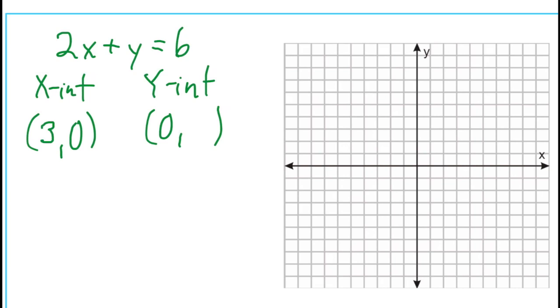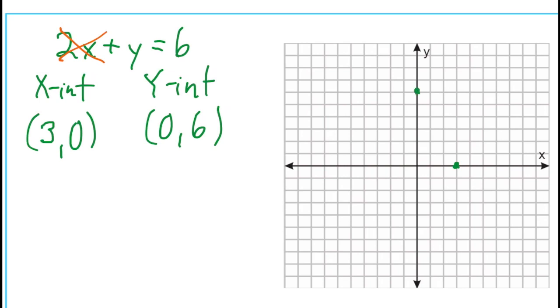And if I make the x 0, that would get rid of that, and we'd be left with y equals 6. Okay, so there's our x-intercept, there's our y-intercept. X-intercept is at 3, 0. Y-intercept is at 0, 6.